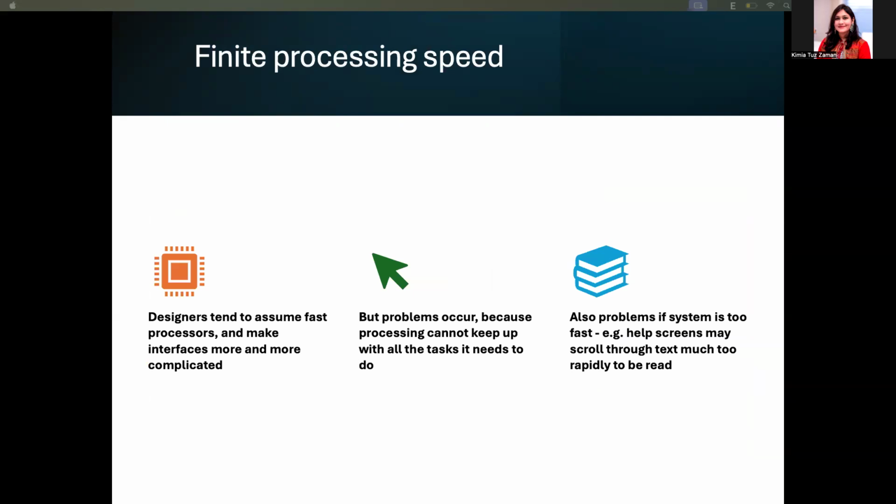So, finite processing speed. Designers tend to assume fast processors and make interfaces more and more complicated, but problems occur because processing cannot keep up with all the tasks it needs to do. Also, there are problems if the system is too fast.